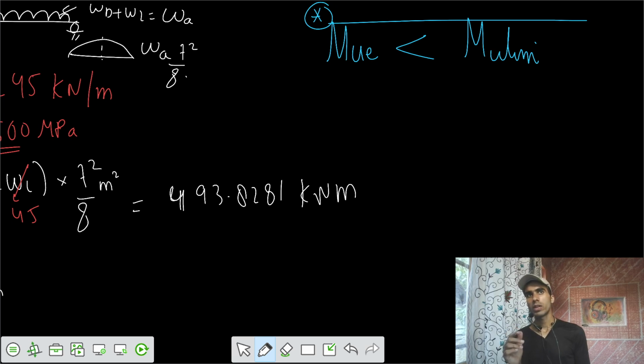Once I get that particular value of depth required, then after that, I can increase the depth such that my section becomes an under reinforced section. Let's try to have that.